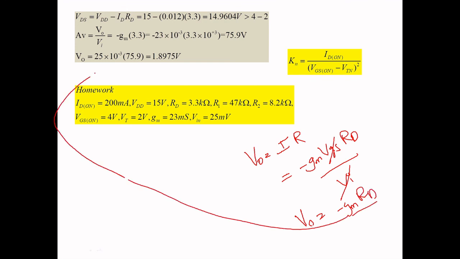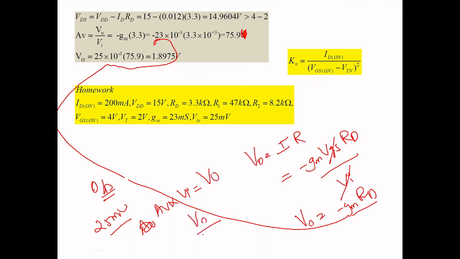So let's come here. Gm RD is 75.9. Suppose you want to find the output voltage. Consider the input voltage as 25 millivolt. How will you find it? What is the AV, what is the input, so that you can find the output voltage. You know the formula V naught by Vi equals AV. From this, V naught equals your gain into your input voltage. It gives 1.8975 volts.